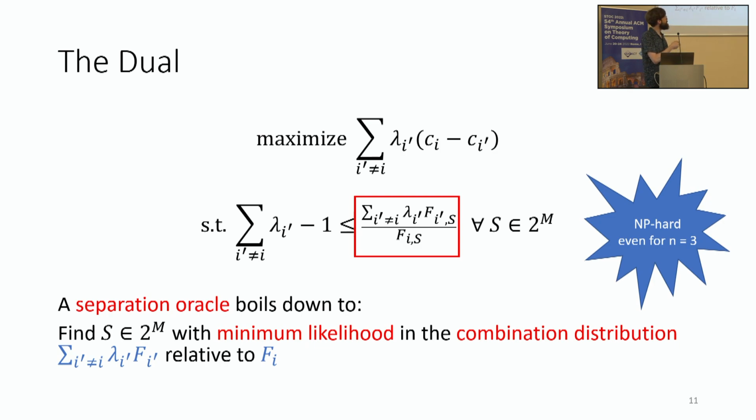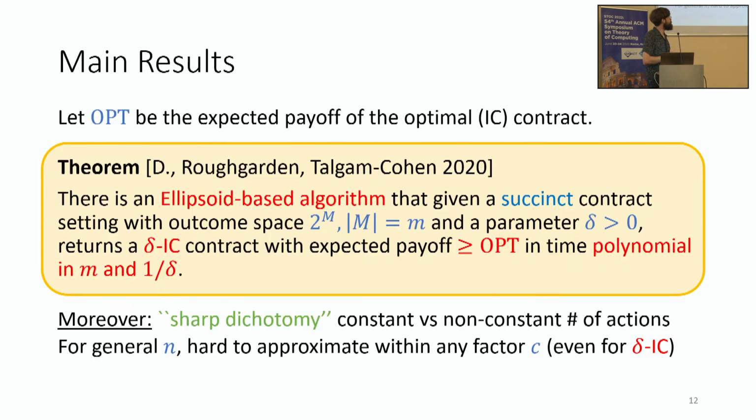Not only is the separation oracle hard, but also the problem itself is hard. So what do we do? Let me, in one slide, highlight a result that we have. That's a positive result, which I quite like. It's saying that there is an ellipsoid-based algorithm that for such a succinct setting, so we have outcome spaces with m basic elements and a parameter delta, we can find a delta IC contract, so a contract that's not exactly IC but approximately so, that gives payoff at least opt in time polynomial in m and 1 over delta. And intuitively, how do we achieve this?